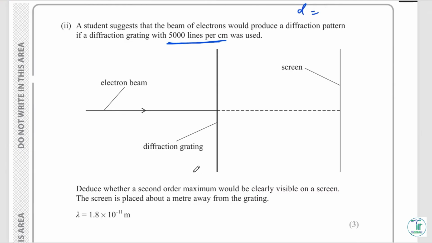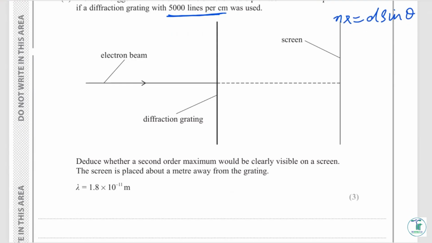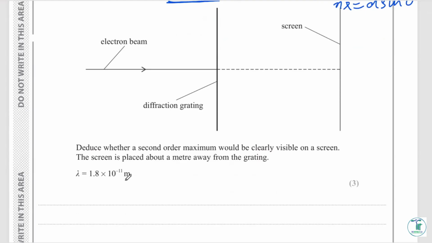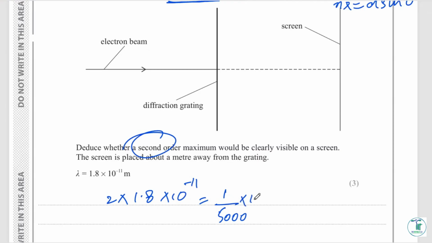Well, we can only deduce the second order maximum by the value of theta. If diffraction is taking place, the governing equation would be n lambda is equal to d sine theta. We have got the wavelength and we've got n. For example, I'm plugging in n as 2 to check out the second order maximum. So 2 times 1.8 times 10 raised to the power of negative 11 equals d sine theta. How can I calculate d? 1 upon the number of lines, remember that. The number of lines we've got is 5,000, but we need the number of lines per meter, so I'm going to multiply by 10 raised to the power of negative 2.